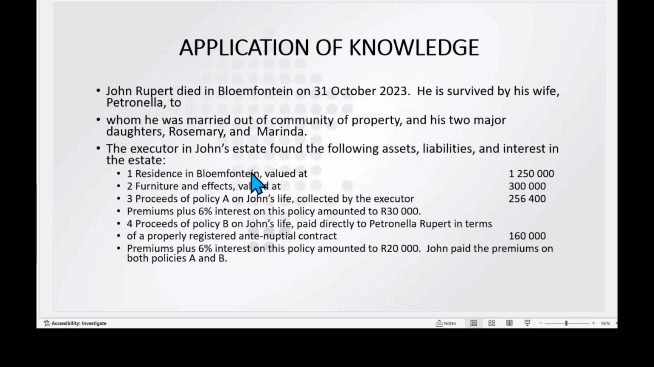It's also property. And then, okay, correct. And then they tell us that we have proceeds of a policy, policy A on John's life collected by the executor of 257,400 rand. The premiums plus 6% interest on this policy amounted to 30,000 rand. Where does this go? I think this is deemed property.